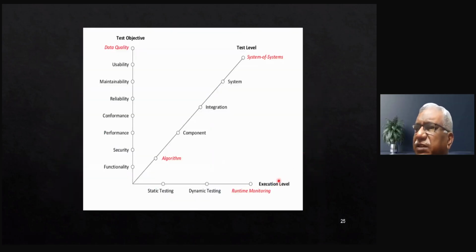So what we are now trying to say is, if you have an execution level on the x-axis and a test objective on the y-axis, you've got functionality, security, performance, conformance, reliability, maintainability, etc. All these are dictated by the internal audit. On this side, this is dictated by your SDLC, that's software development lifecycle. Today they call it SSDLC, Secure Software Development Lifecycle.